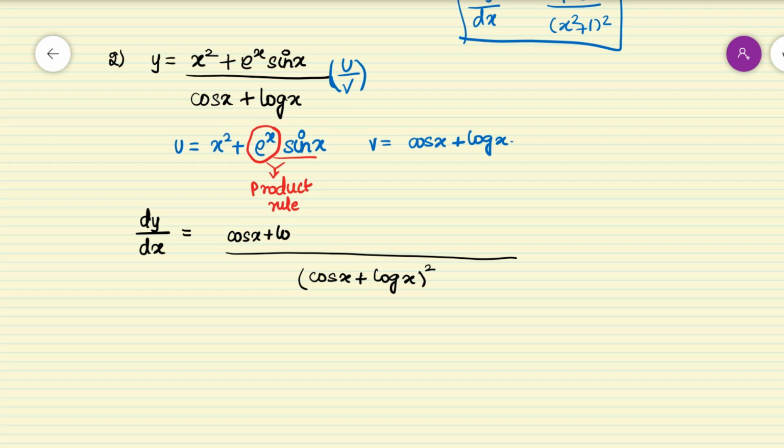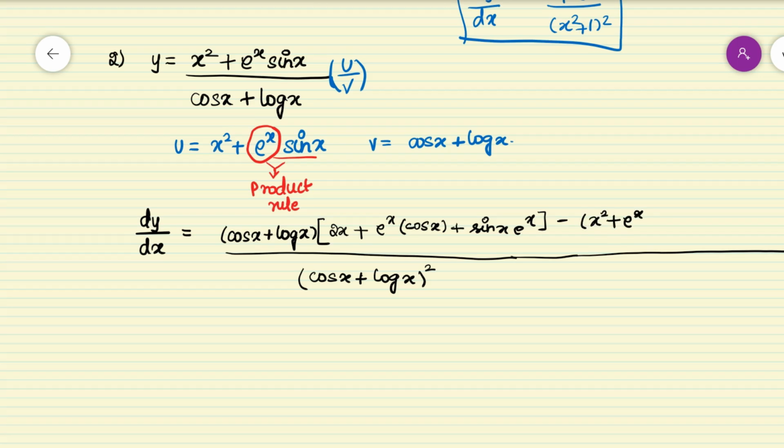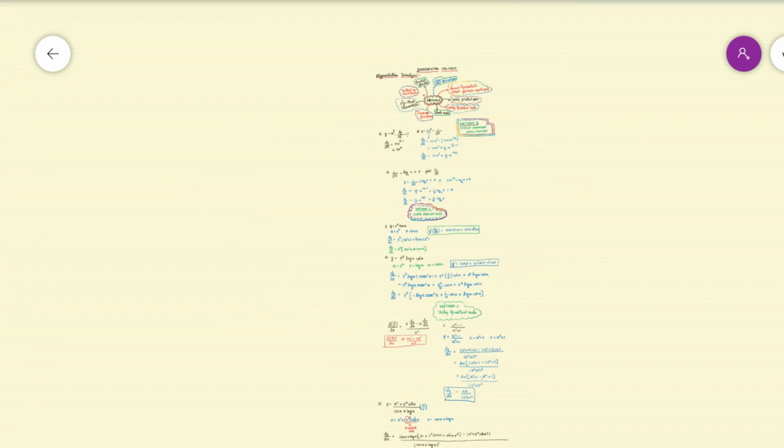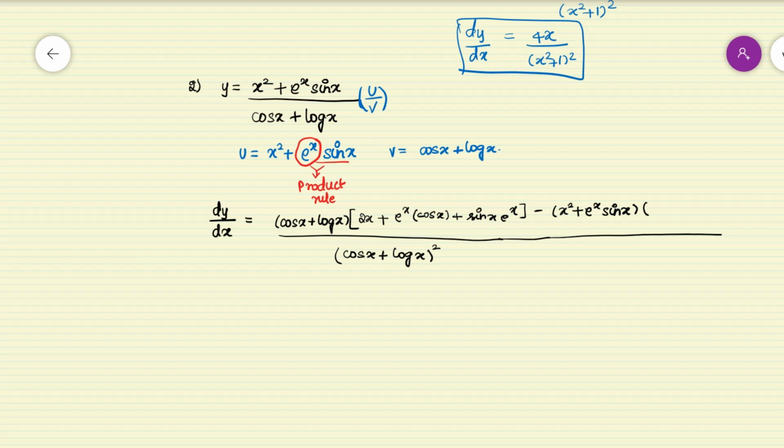So first write the denominator, cos x plus log x the whole square. Next you have to keep v and differentiate u. So in u you have to use the product formula for e power x sin x: e power x cos x plus sin x into e power x. Now we have to keep u as it is and differentiate v, that is cos x plus log x. You have to differentiate and write it. Just simplifying, you will get the answer.